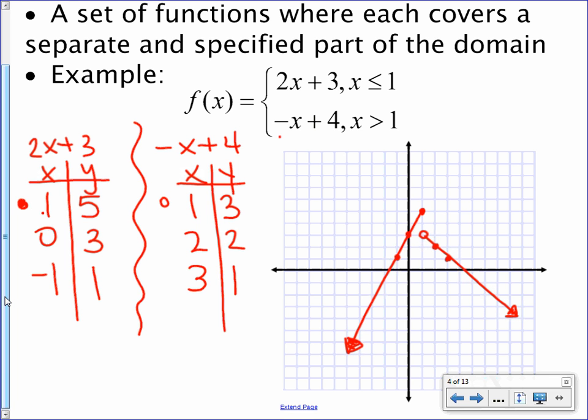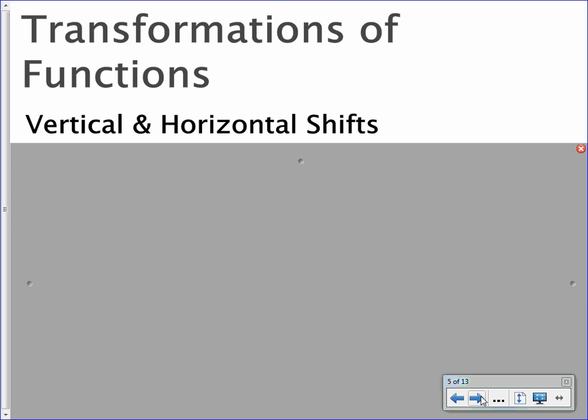All right. I promised you that we would talk about transformations again, didn't I? Here it is. Okay, so let's see what you remember from your summer homework.